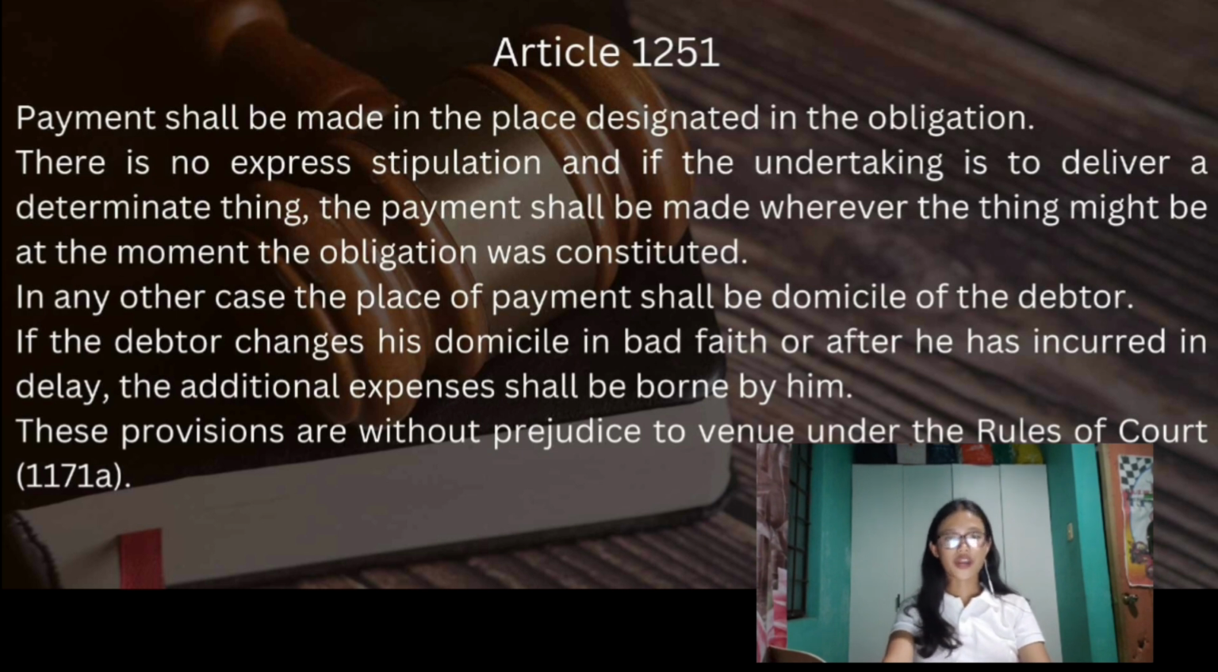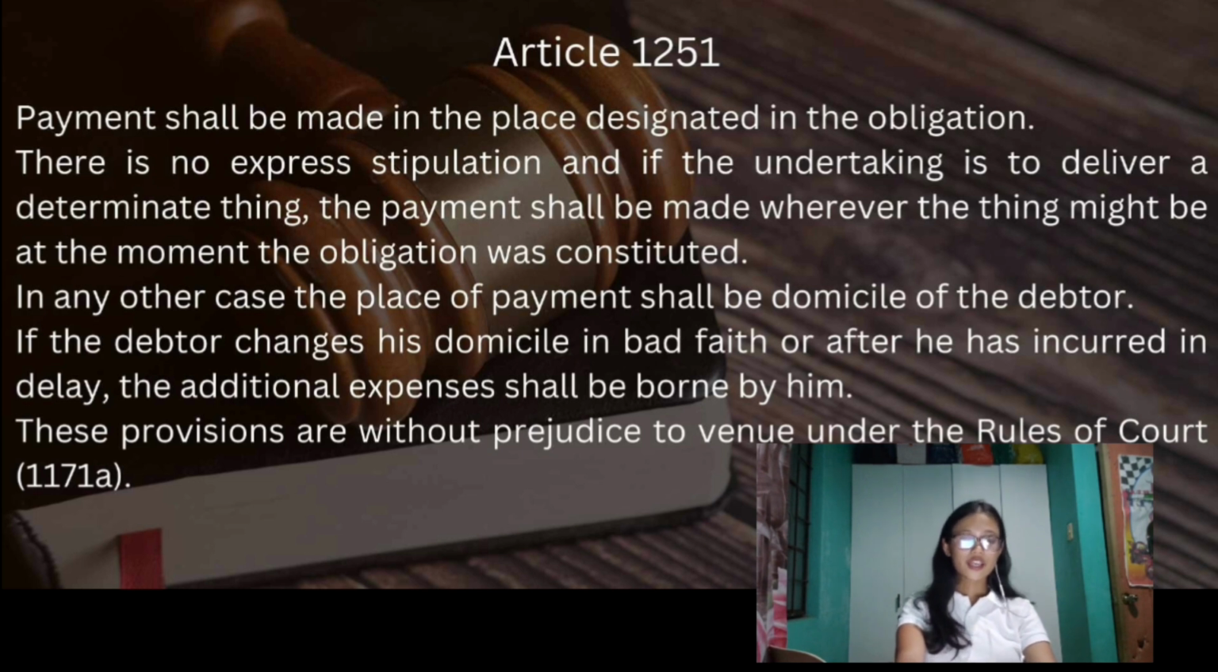Article 1251 tells about the place where the obligation shall be paid. First rule: if there is no stipulation on the place designated, we have to classify whether it is a delivery of a specific or determinate thing. If it is a specific thing, payment shall be made at the place where the thing was at the time of the perfection of the obligation.